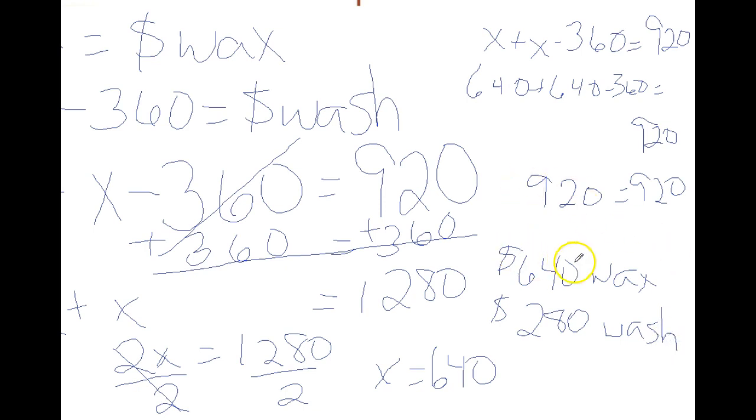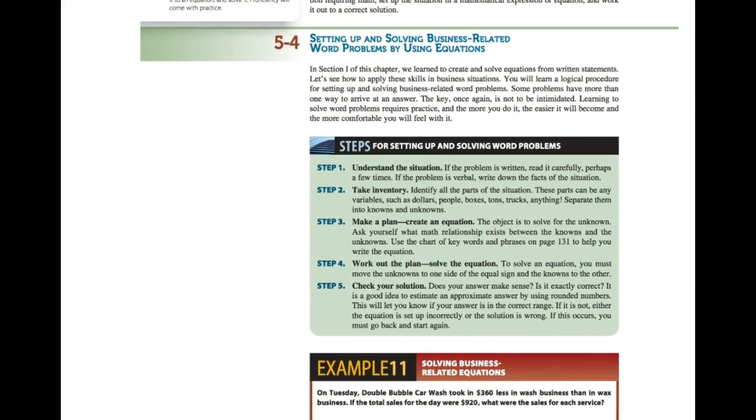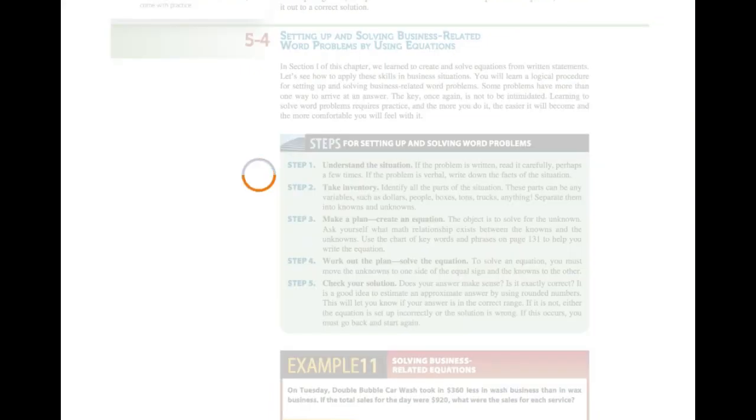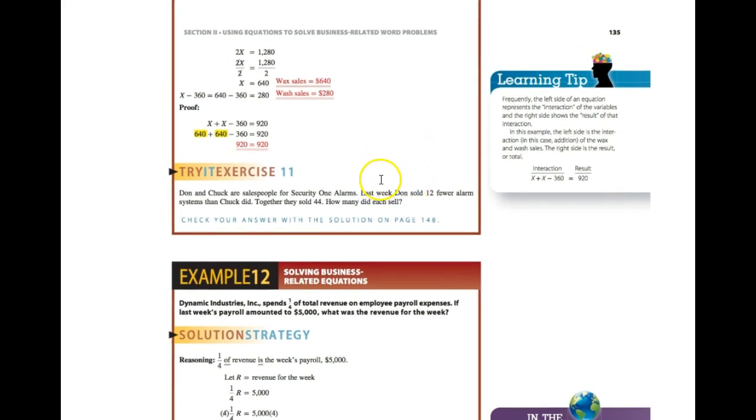Okay, so now I want you guys to, let me just go back here. I want you guys to go to page 135, and I want you to take a minute to do the Try It exercise 11. Don't forget to check your solution, so take a minute and do that now. Okay, so hopefully you did that and figured out how much Don and Chuck sold.